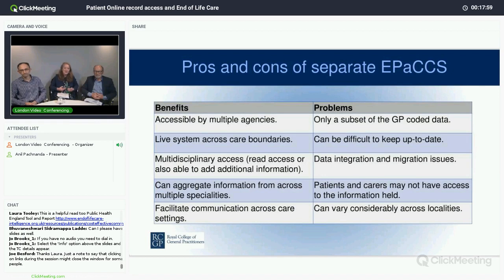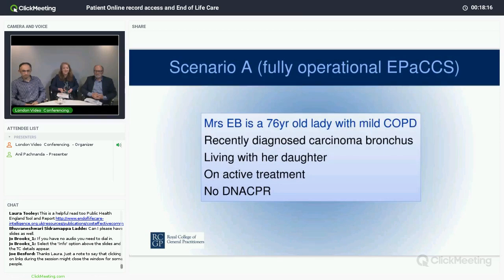So if you do have 2 separate systems, there are solutions that are being looked at out there to let the patient and relatives just have one log on, one password to see all of the relevant information. So that just gives some of the pros and cons as we see them to the different ways of doing that. I'll pass back over to him.